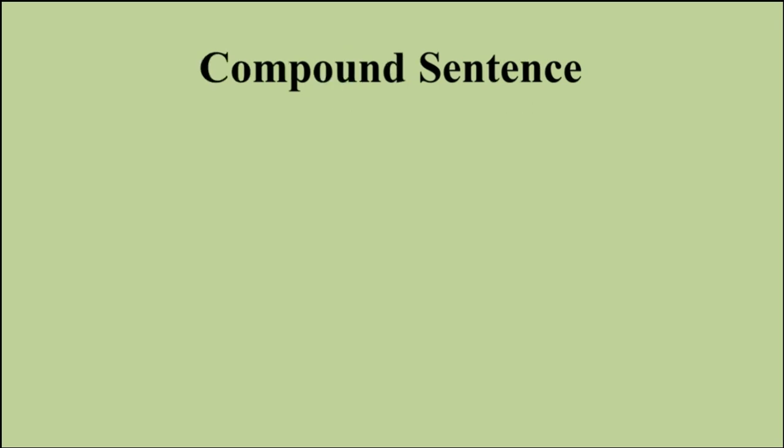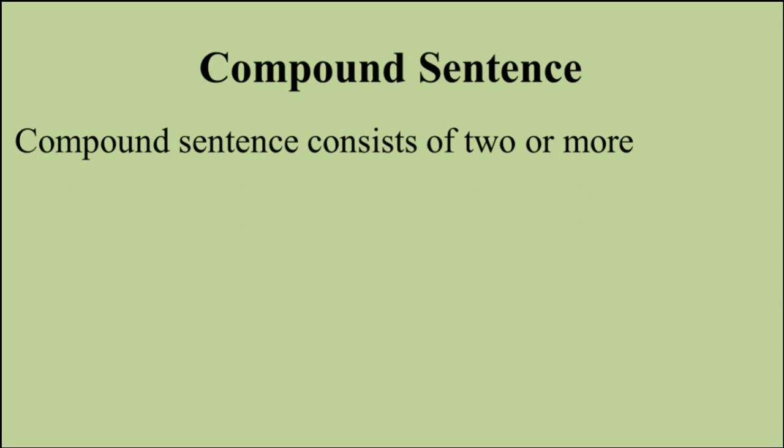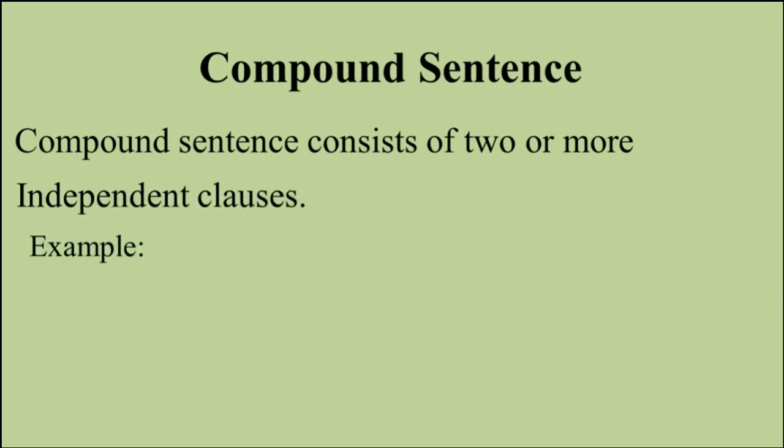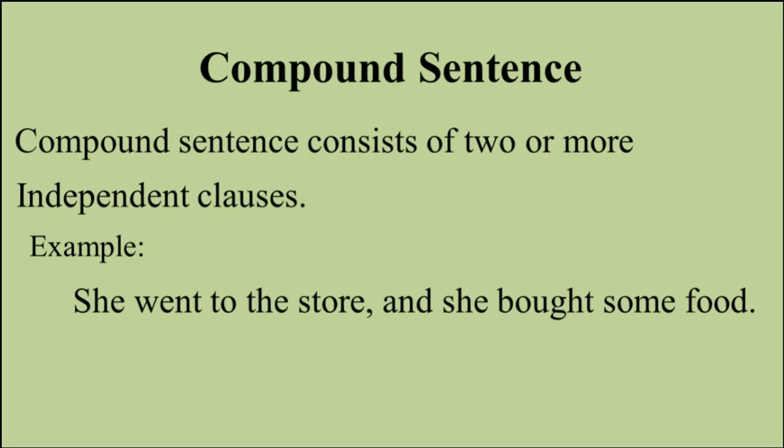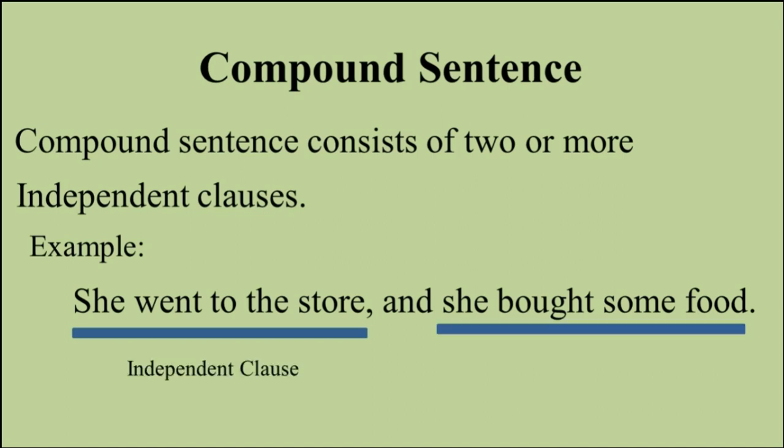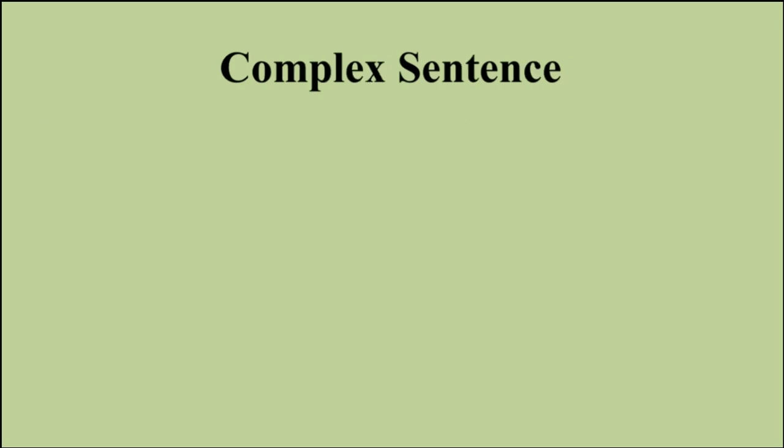Compound sentence. A compound sentence consists of two or more independent clauses. Example: she went to the store and she bought some food. She went to the store, it's an independent clause. She bought some food, it's an independent clause.